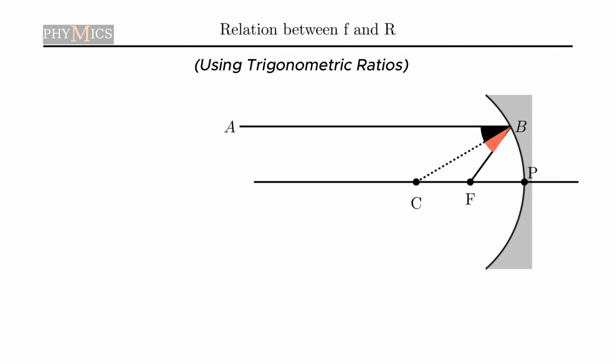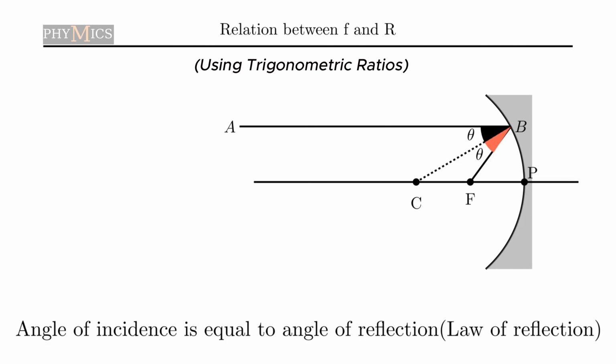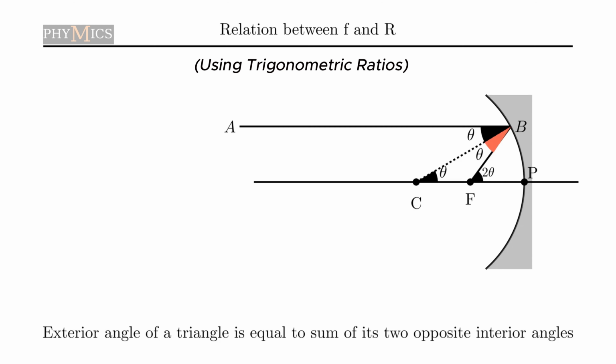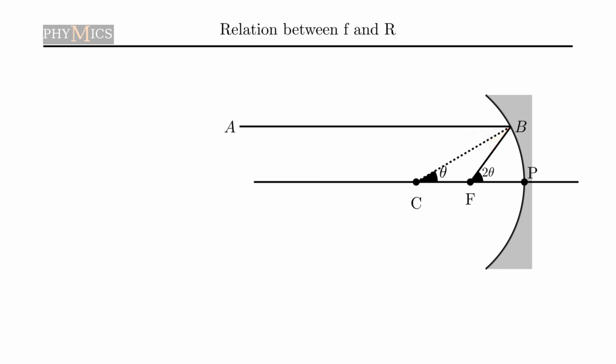The incident ray and the reflected ray make equal angle theta with the normal in accordance with the laws of reflection. Angle BCP will also be equal to theta because interior alternate angles are equal. Angle BFP will be twice of theta because exterior angle of a triangle is equal to the sum of its interior opposite angles. Next, construct BN normal on the principal axis so that a right angled triangle BNC is obtained.